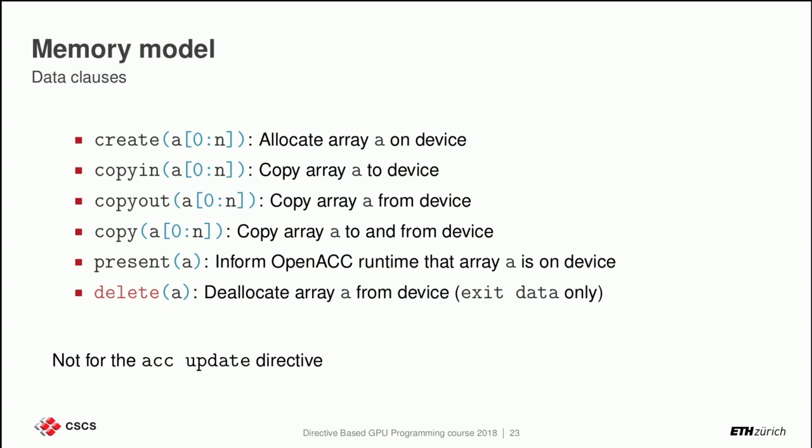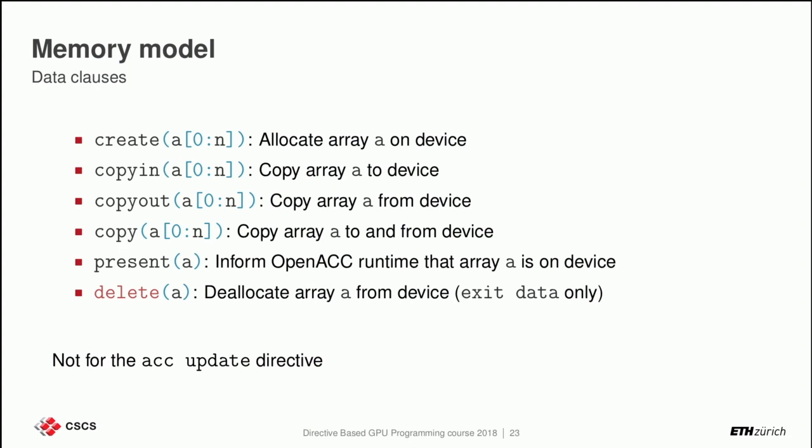First is create. Basically, you ask to allocate an array, like allocating an array on the device of size n. We're going to see the subscript index in the following slides. Then you have copyin and copyout: copyin copies the array A to the device, and copyout copies it out from the device.